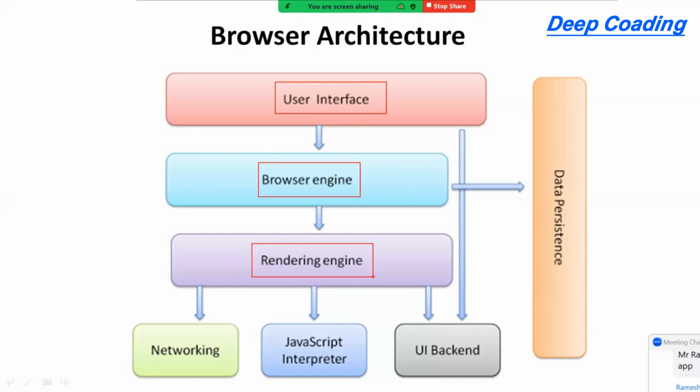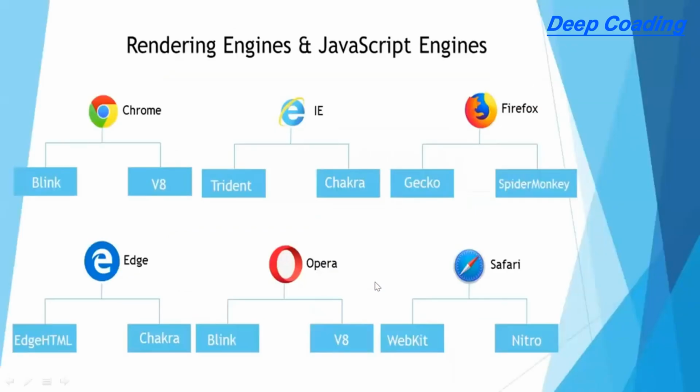I hope you know some browser engine names. What are the browser and rendering engine names? Chrome has an engine called V8. Safari has an engine called Chakra Chromium. Firefox has engines called Gecko and SpiderMonkey. Safari has an engine called WebKit. These are different browser engines actually.